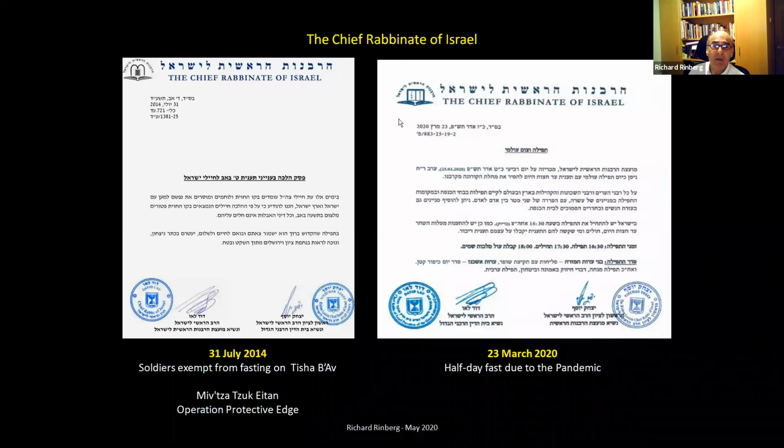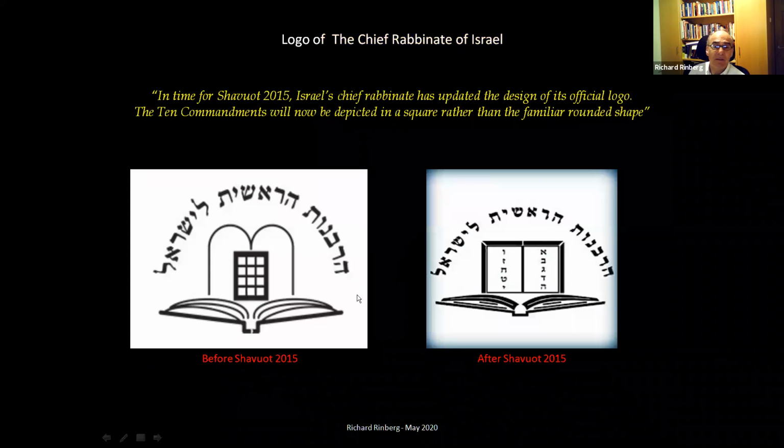But look at the logos. You see they're different. Here are the different logos. This is before Shavuot 2015, and this is after 2015. So the rounded shape is gone. And this is from the Chief Rabbinate.